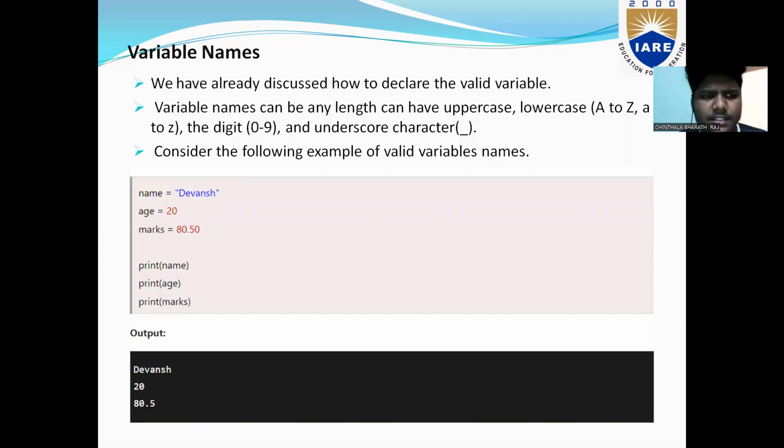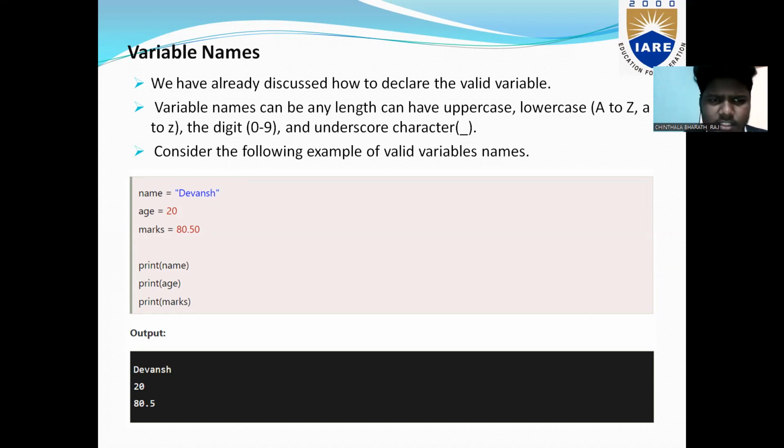Now, variable names. We have already discussed how to declare a valid variable. A variable name can be any length, can have uppercase and lowercase letters, that means A to Z or a to z, the digits 0 to 9, and underscore characters. Consider the following example of valid variable names.